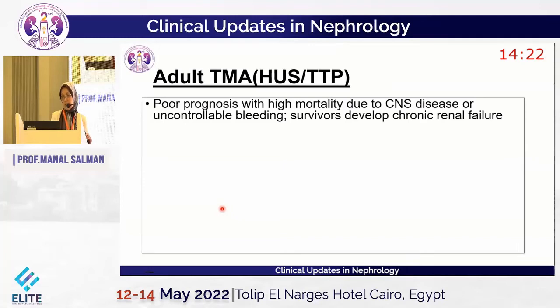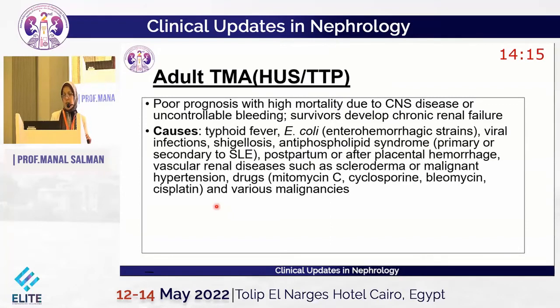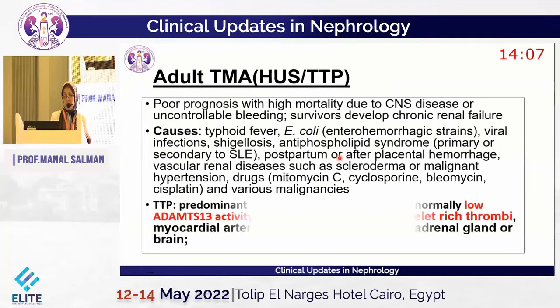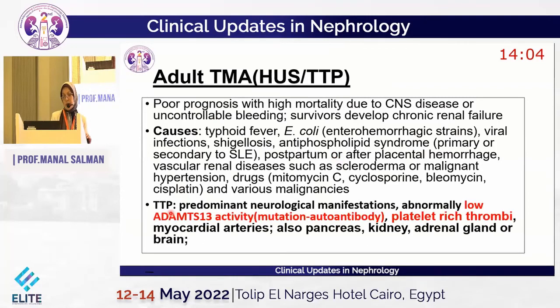Adult TMA, HUS, and TTP, hemolytic uremic syndrome and thrombotic thrombocytopenic purpura, has a poorer prognosis than the classic HUS occurring in children, with high mortality rate due to CNS disease or uncontrolled bleeding, and the survivors will develop chronic renal failure. For the causes of adult TMA, we have a very wide range of secondary causes. We have listed them before. And in TTP, which is the thrombotic thrombocytopenic purpura, usually it occurs in adults with predominant neurological manifestations, and the patient has abnormally low ADAMTS13 activity, either due to mutation or autoantibody. And it differs from the rest of cases of HUS and TMA by the presence of pale platelet-rich thrombi, not fibrin-rich thrombi.